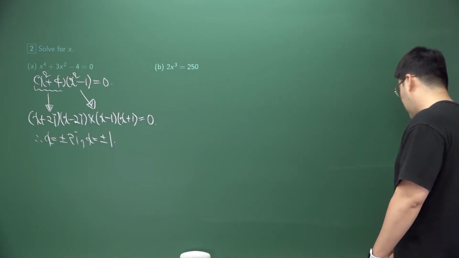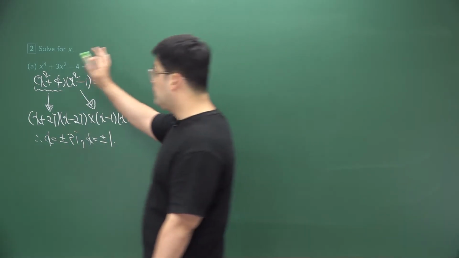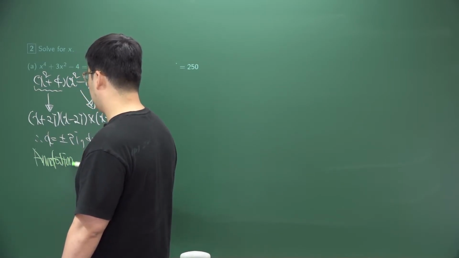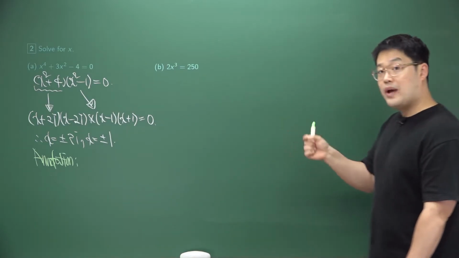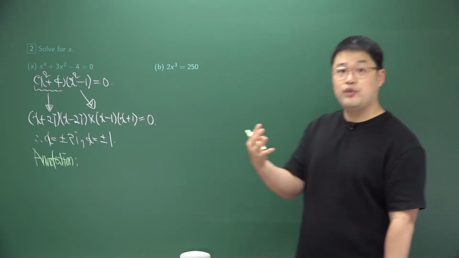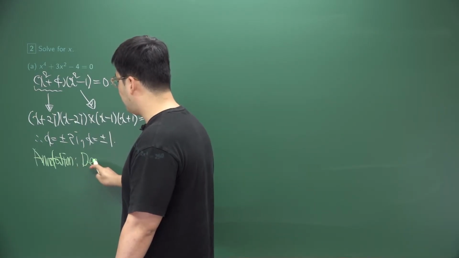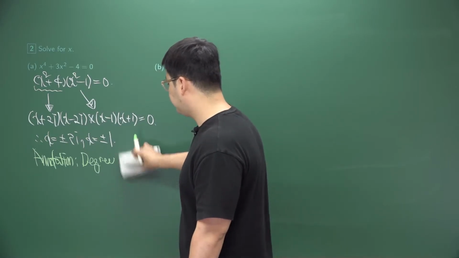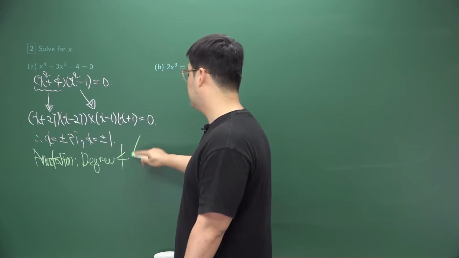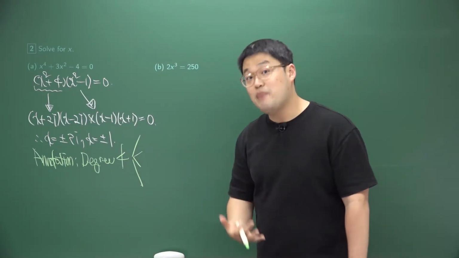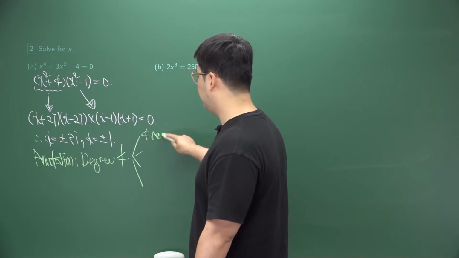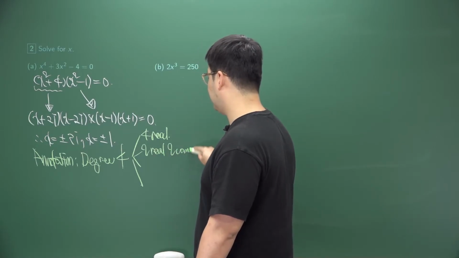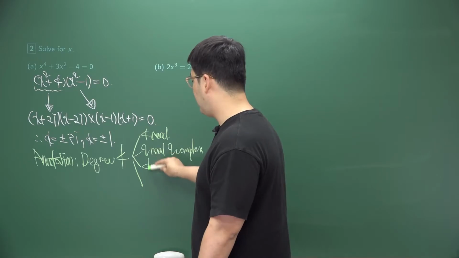Let me give you some annotations down here, underneath part A. If you look at the previous questions, we also had quadratic functions. We had 4 real solutions, right? If you have degree 3, if you have degree 4, we might actually get a few possibilities: 4 real, 2 real and 2 complex, and there could be 4 complex.